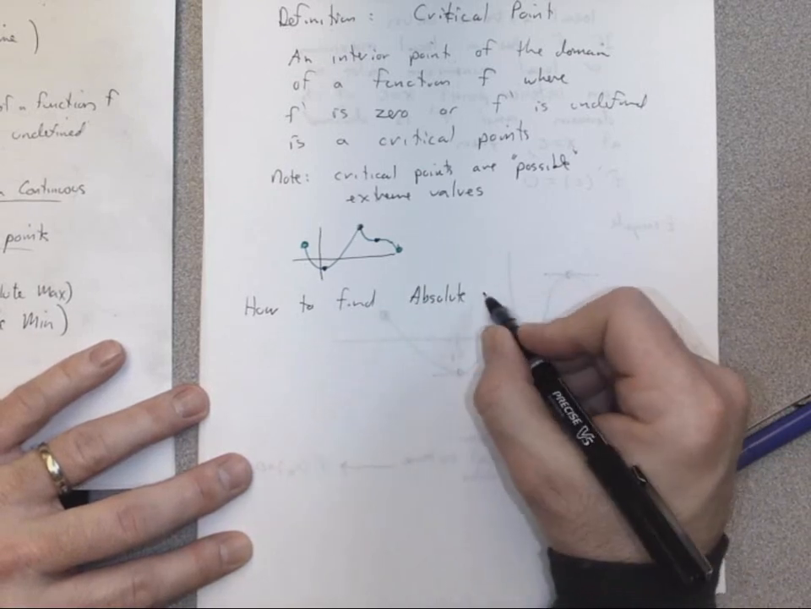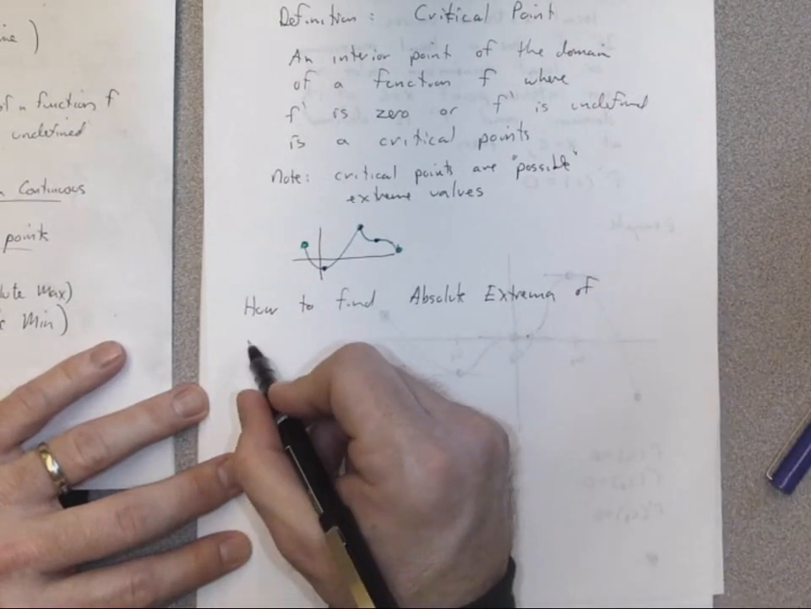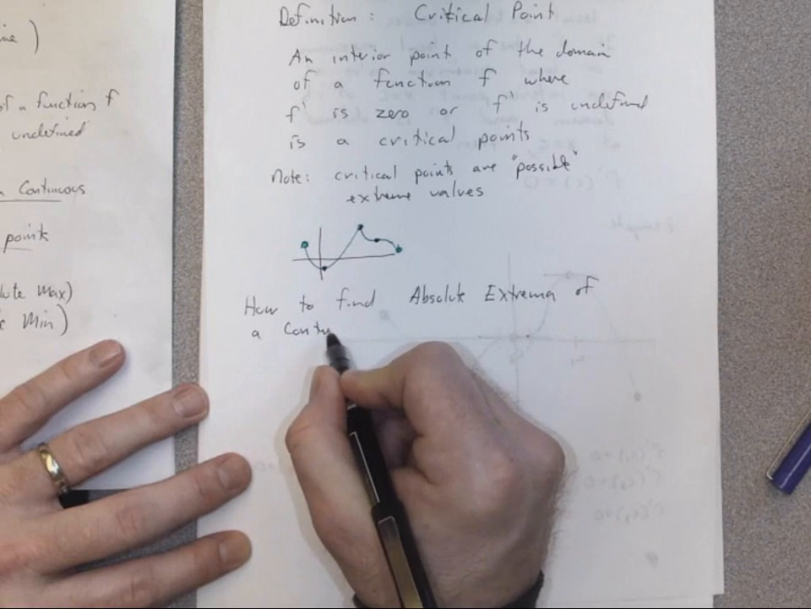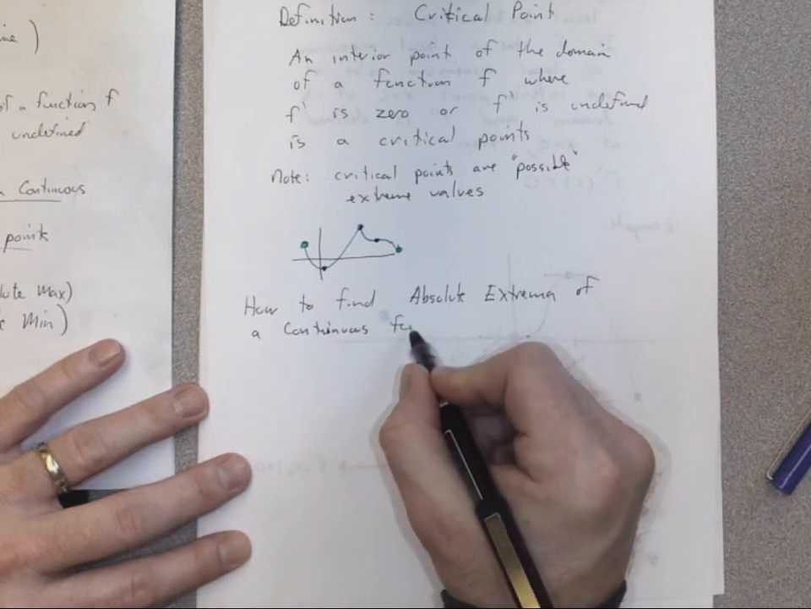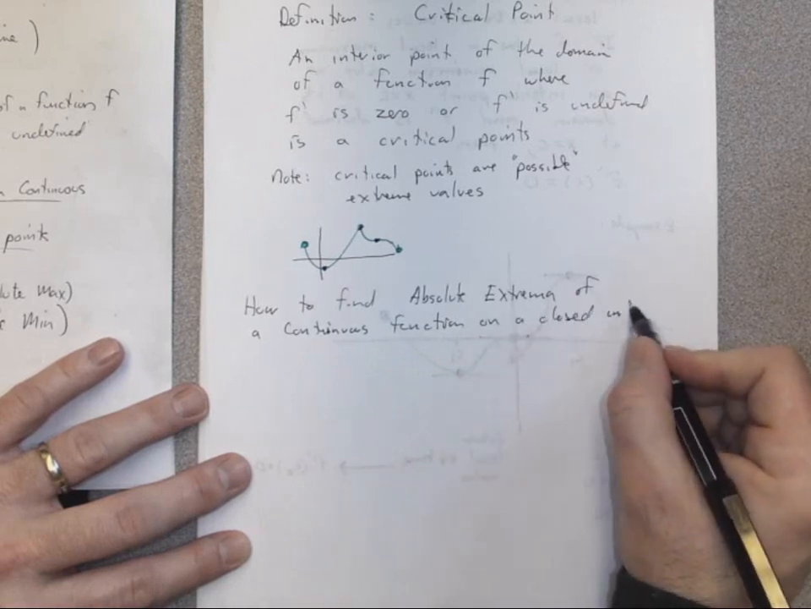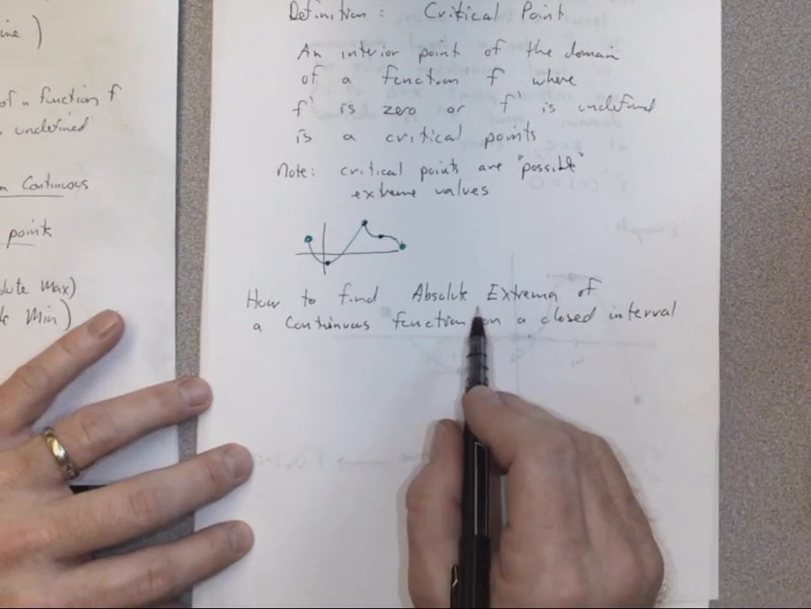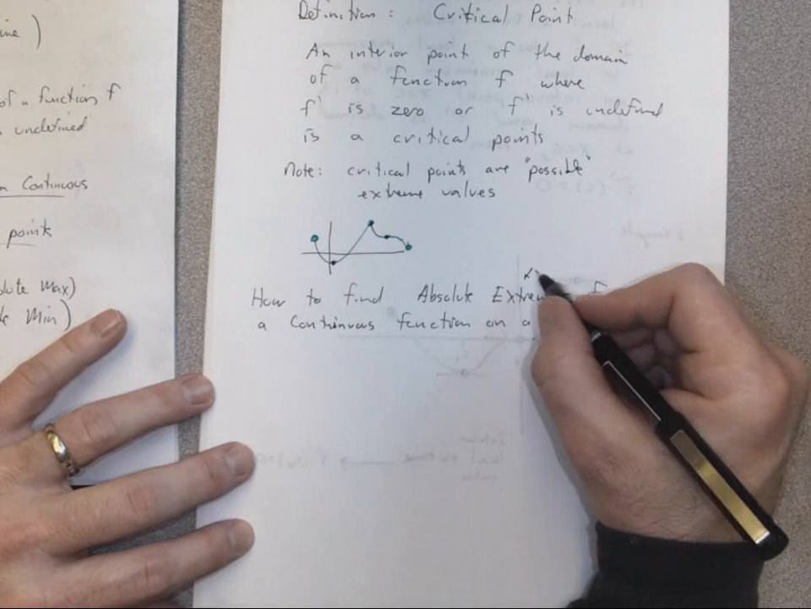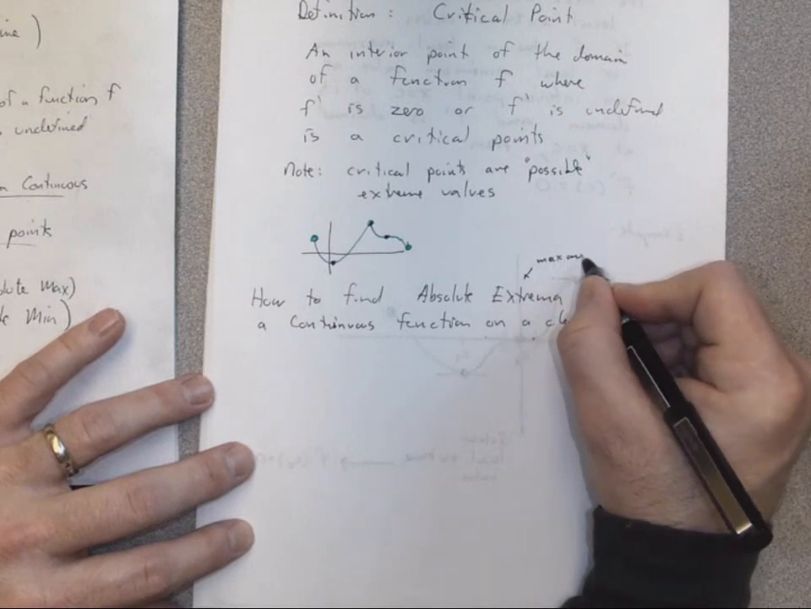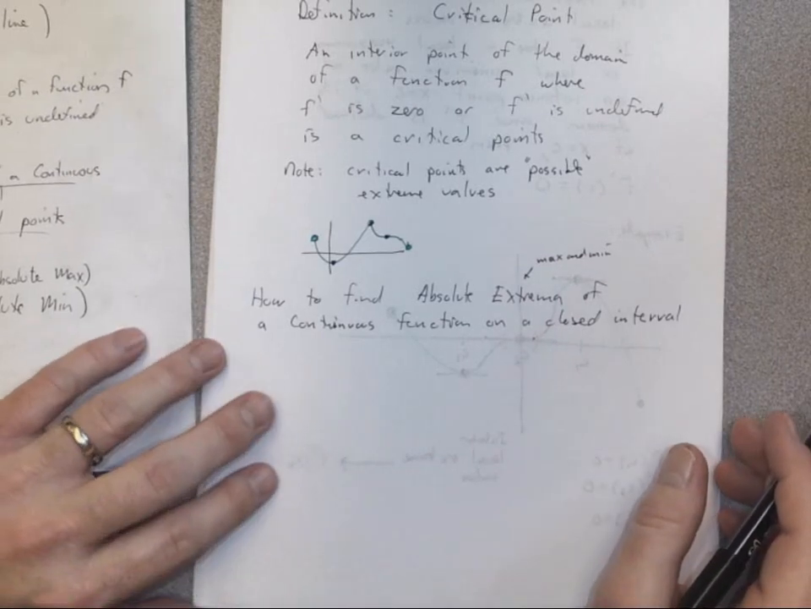Absolute extrema of a continuous function on a closed interval. Now, extrema is a shorthand way of saying absolute max and min, so that's what they mean by extrema. So it's just another way of saying both words at the same time. Your extreme values.